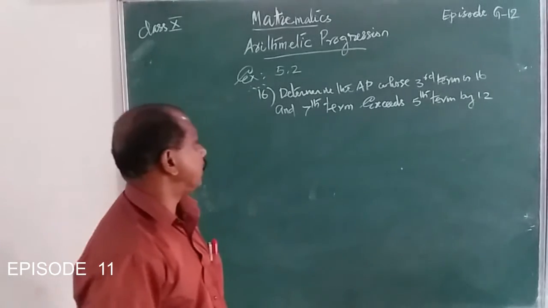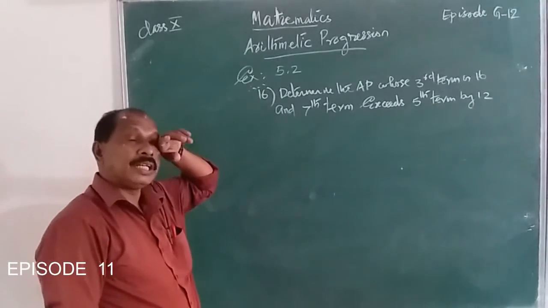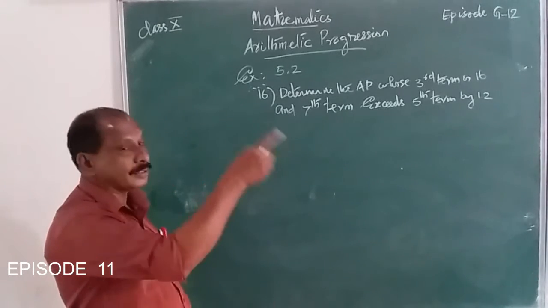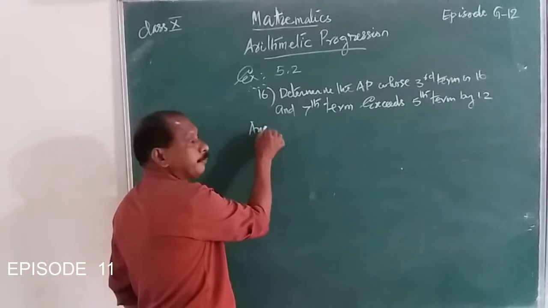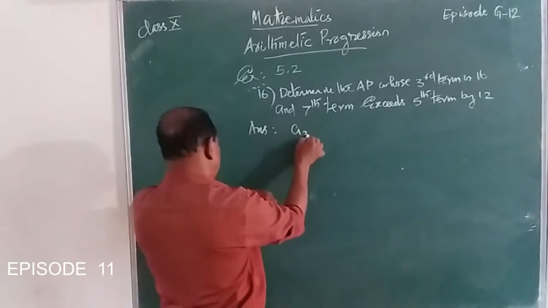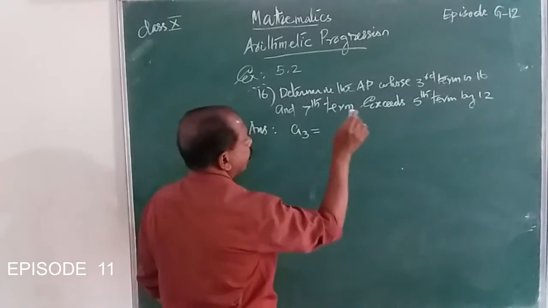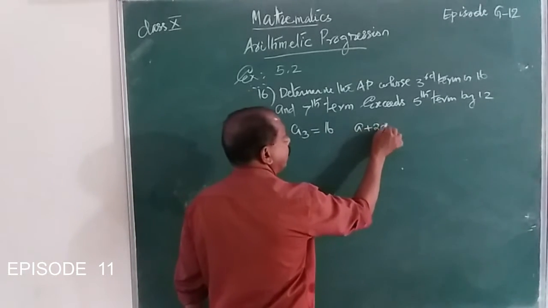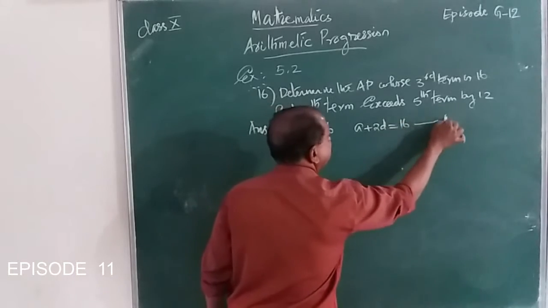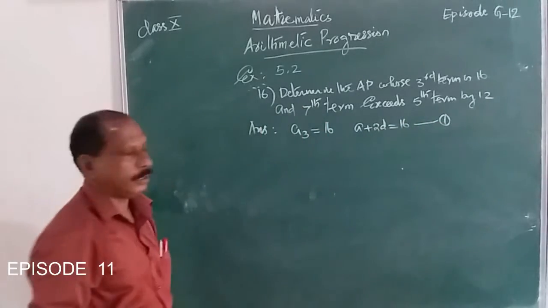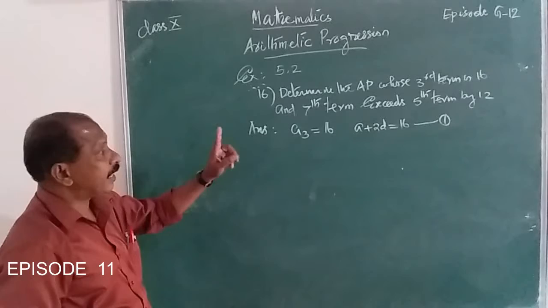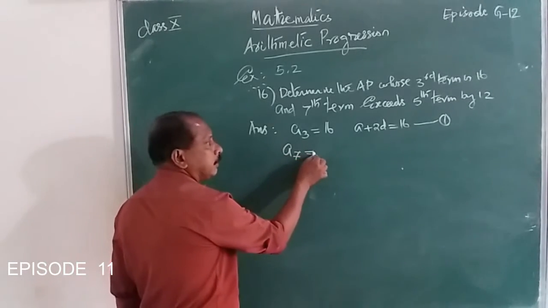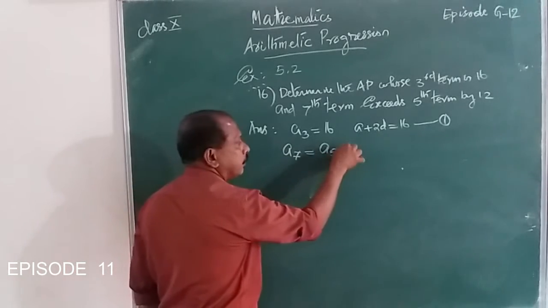That is the next question. We can find out the AP, which means we can find out the first terms. The third term is 16, so A3 is equal to 16. That means A plus 2D is equal to 16, equation number 1, because A3 is A plus 2D. Then the seventh term exceeds the fifth term by 12.